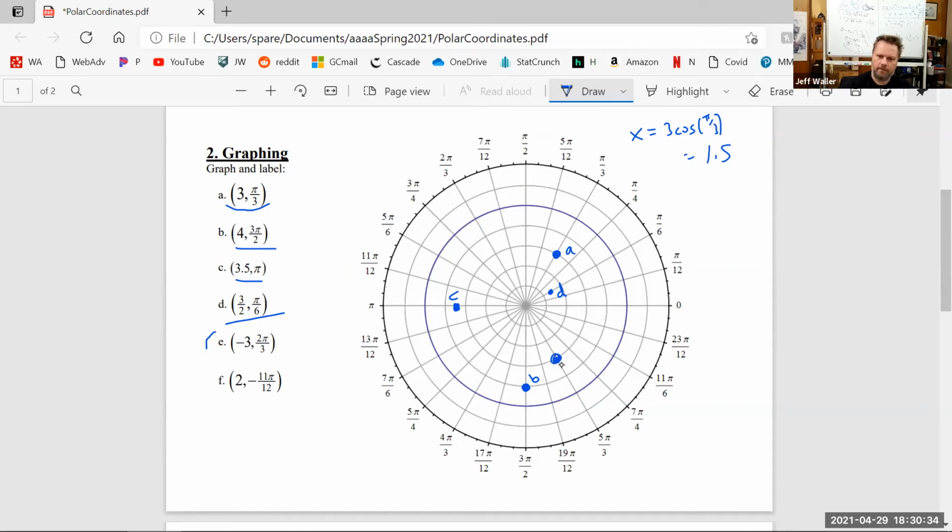Bam. Can somebody give me another way to identify point E then? What's another way to identify point E?